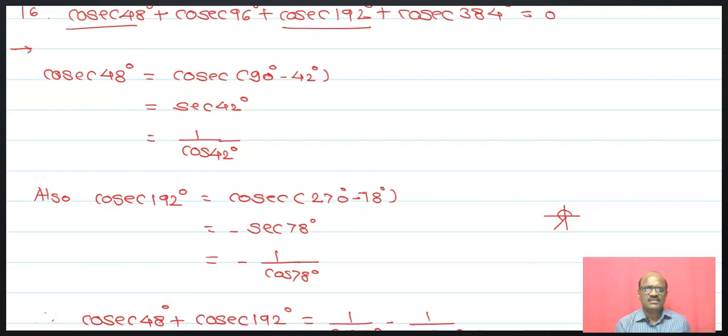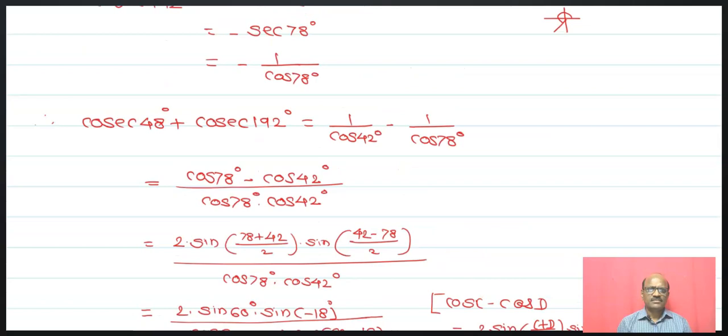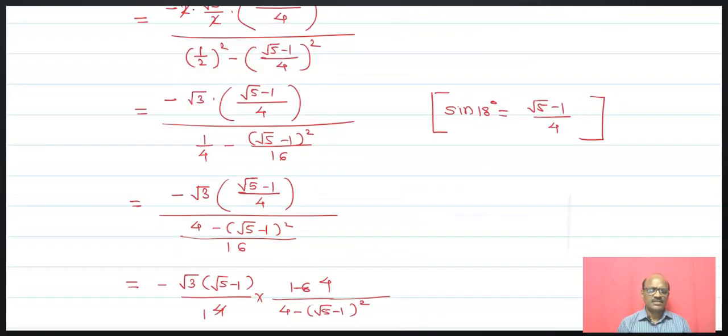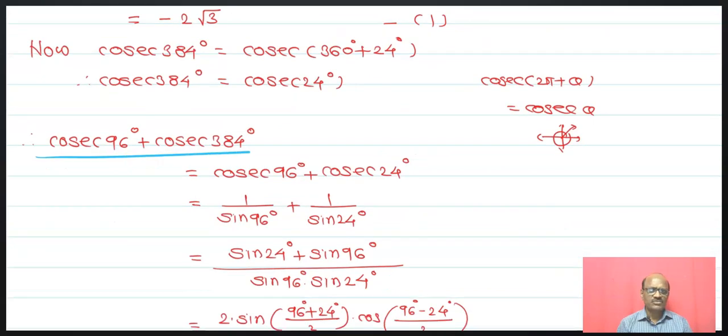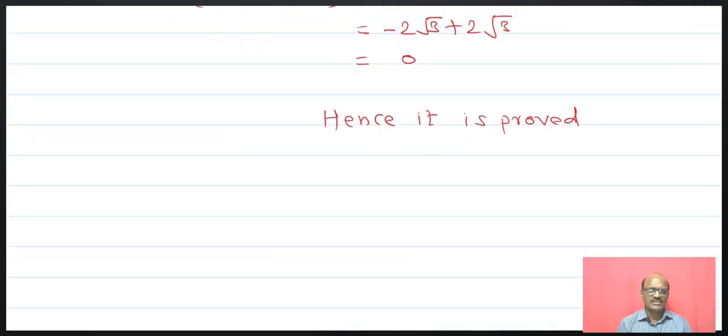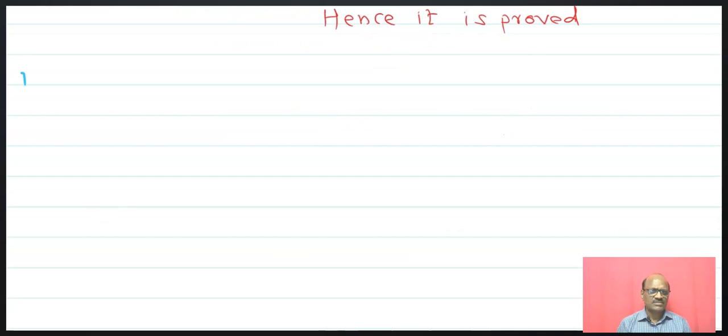Now see this again. You collect the cosec 48 and the cosec 98 first. Then you find out the value, minus 2 root 3, and next 96. That was a plus. Now we'll see the next example.